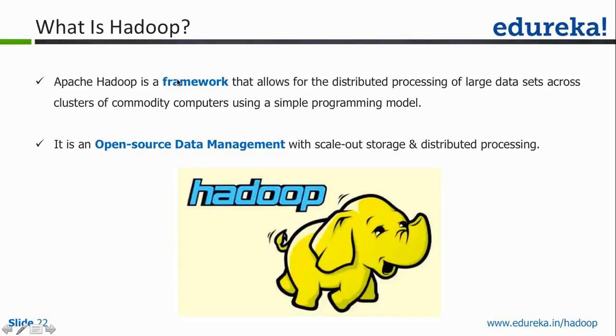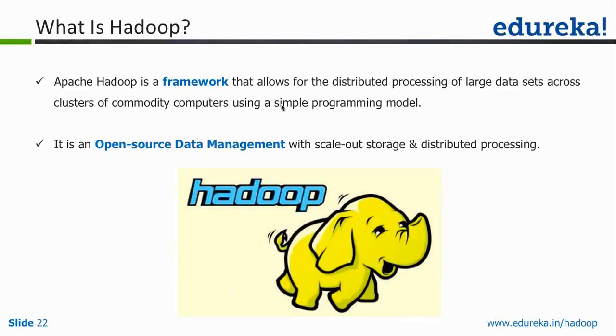Now there was a question that there are many other distributed file systems available. Google has one, Red Hat has one. Hadoop also has a distributed file system. So Hadoop is not just that distributed file system. It is a complete framework which allows you to do processing over large data sets across clusters of commodity computers using a simple programming model. And this simple programming model is called MapReduce. We will be looking at that as we go ahead.